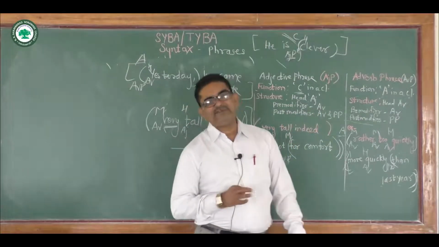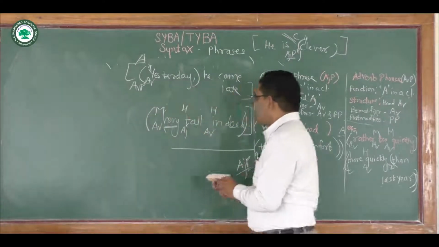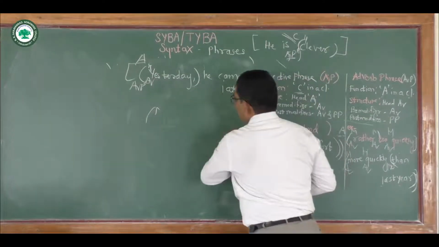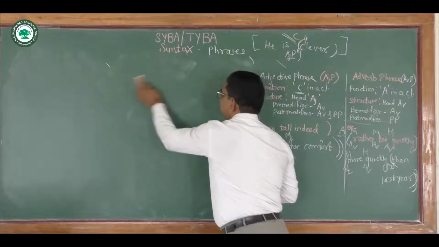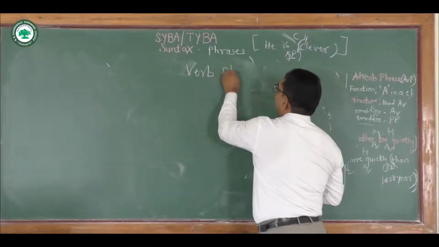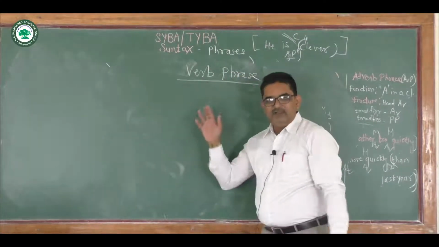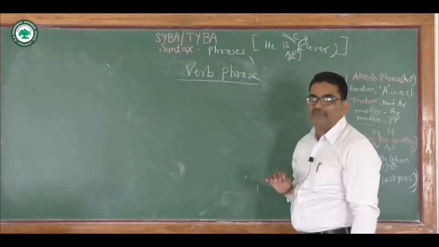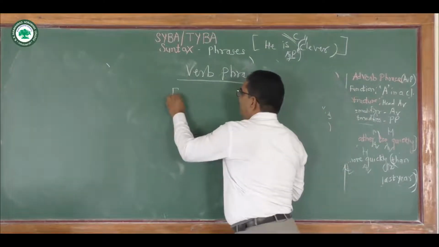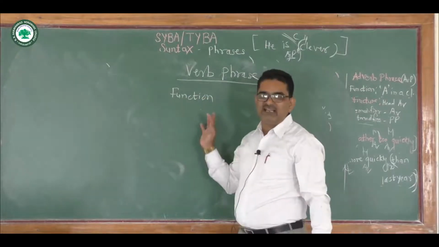And the last phrase which remains is the verb phrase. The last phrase which I am going to deal with now is the verb phrase. So what is the function of the verb phrase? At all levels we have dealt with these two: function and structure.